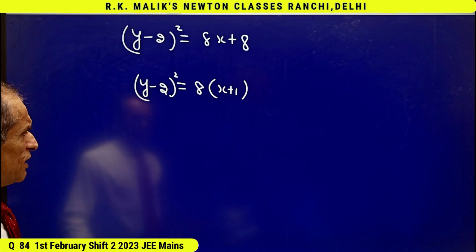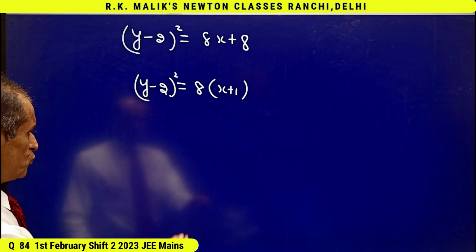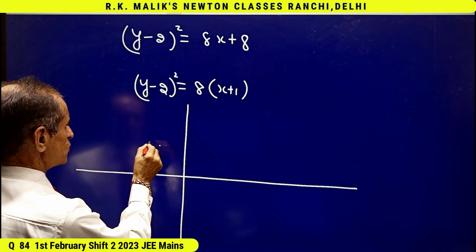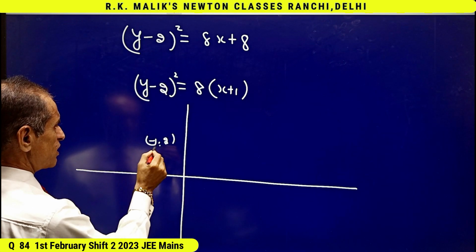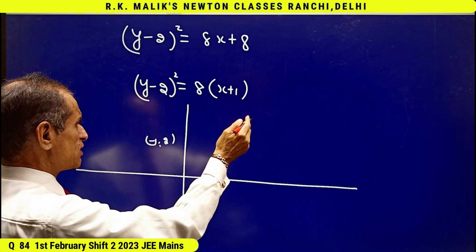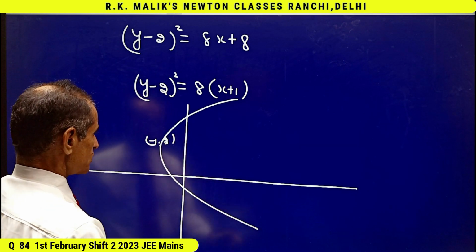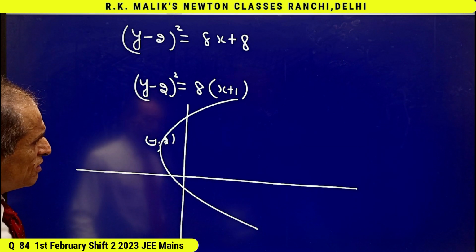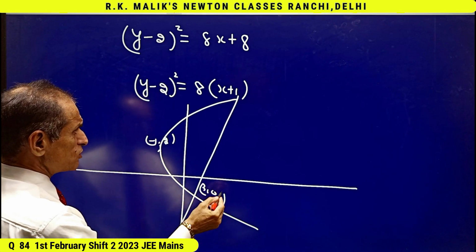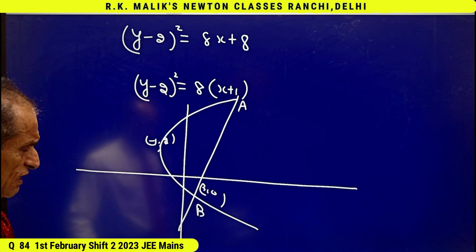From the equation of parabola, it is clear that the vertex of this parabola is at the point minus 1, 2. Minus 1, 2 is somewhere here, and it is also clear that it will be opening towards the right side. Then it is given that there is a focal chord passing through the point 3, 0, and you have to find the length of this focal chord, that is, you have to find the length AB.